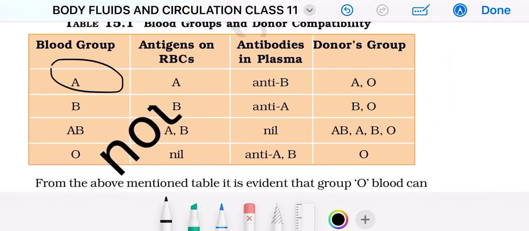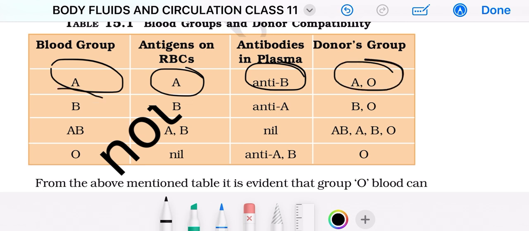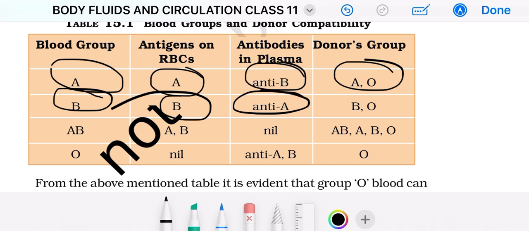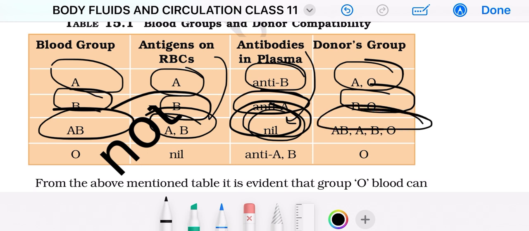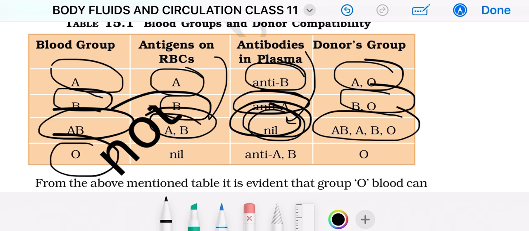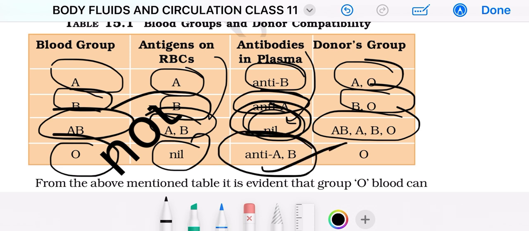Blood group A, antigen is A, antibody is anti-B. Donor group is A and O. Blood group B, antigen B, antibody anti-A. Donor is B and O. AB, antigens both A and B. Antibody is nil, no antibody present. Blood donors group all: AB, A, B, O. Blood group O, antigens nil. Antibodies anti-A, anti-B. Donor group is only O.